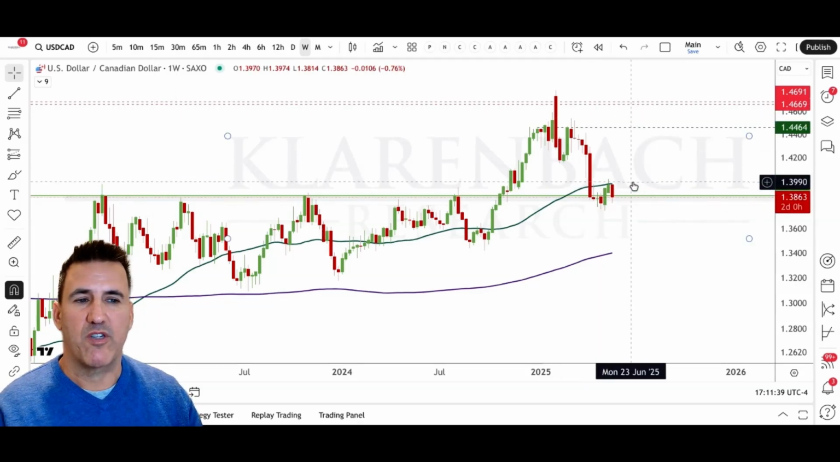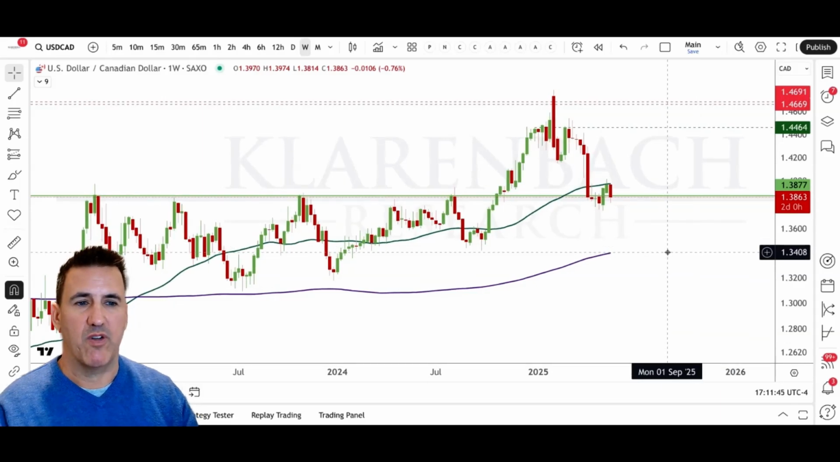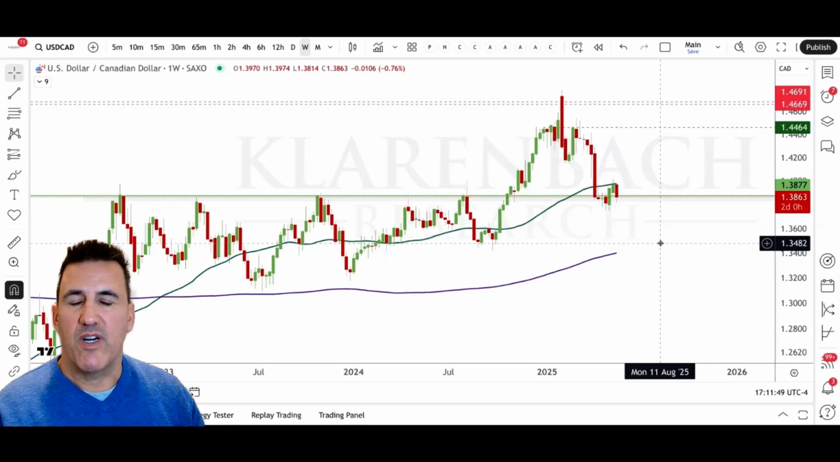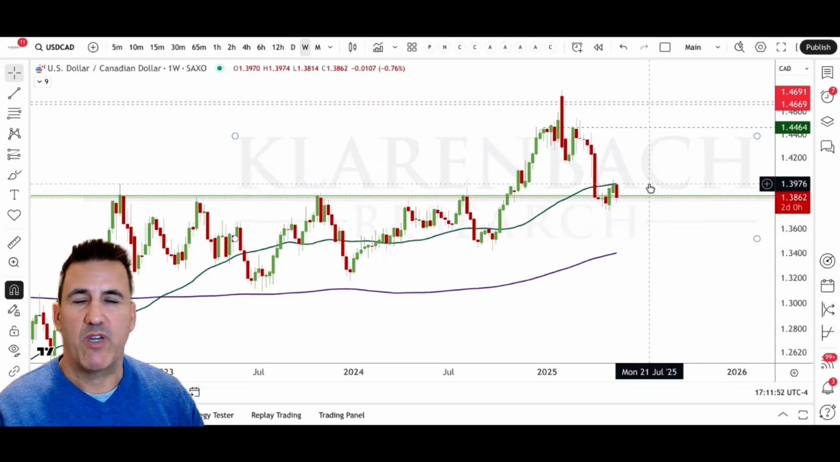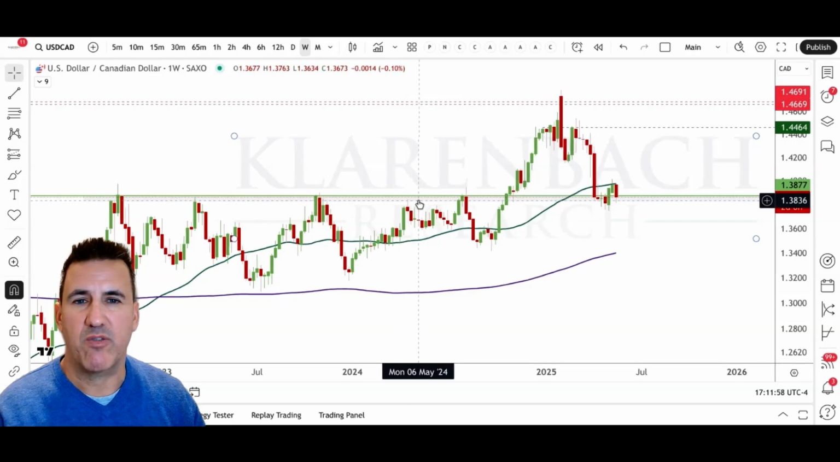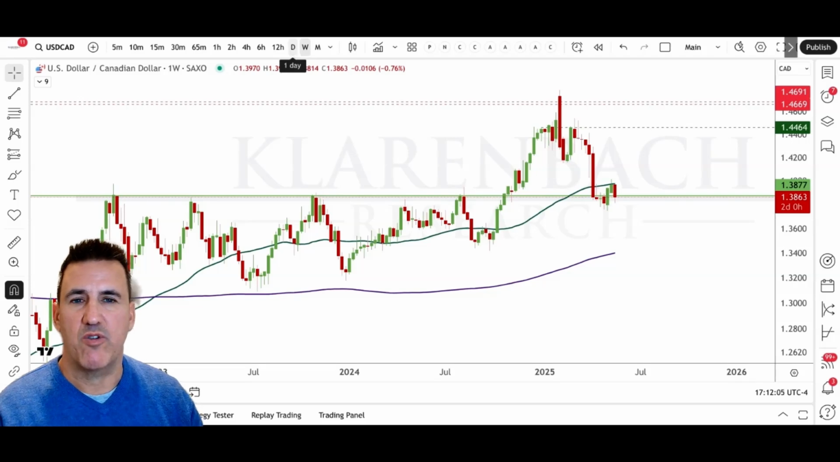We are below this green 50-week moving average. We have this purple 200-week moving average down below. Now, I don't get too bullish on anything below the 50-week moving average. Although the 50-week moving average is rising, we are trading below it, and we're trading at this resistance level. So I really want to see how the price reacts to this level over the next couple of weeks before I get into any form of bullish sentiment or bearish sentiment.